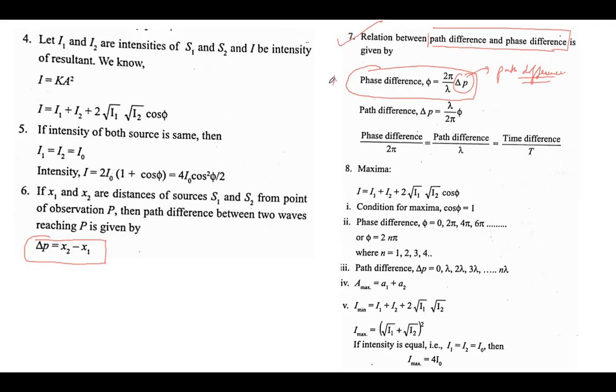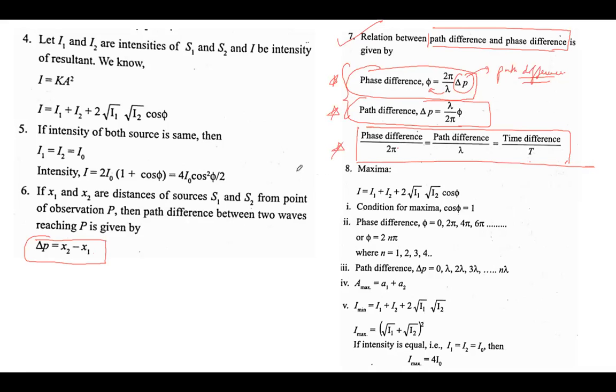So phase difference phi is equal to 2 pi by lambda into path difference, and path difference delta P is equal to lambda by 2 pi into phi. इसको इधर लेके चले जाएंगे. So path difference is equal to lambda by 2 pi into phase difference. ठीक है, एक ही है, मतलब बेसिकली क्रॉस मल्टीप्लाई कर दोगे तो आ जाएगा. तो ये याद रखो, फेज डिफरेंस बाय 2 पाई इज इक्वल टू पाथ डिफरेंस बाय लैम्डा इज इक्वल टू टाइम डिफरेंस बाय T. ये रिलेशन याद करोगे तो सभी के बीच में आपस में रिलेशन आराम से निकाल लोगे.